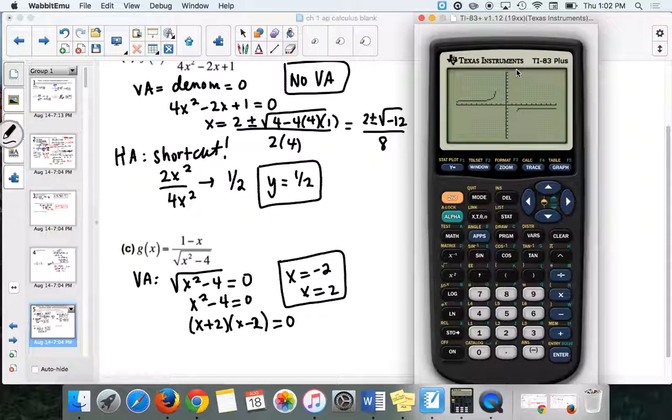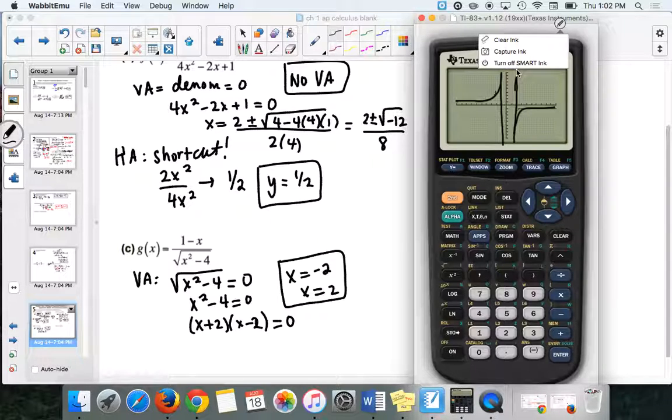It looks like I can't really see your screen. Yeah, that's what mine looks like. Okay. So you might have something where it's drawing in the vertical asymptotes. That's totally fine if you have that.